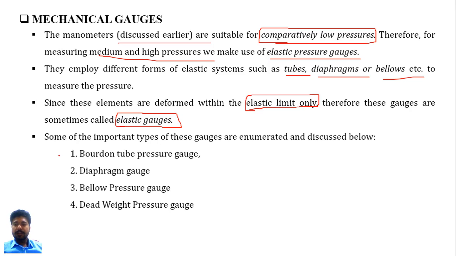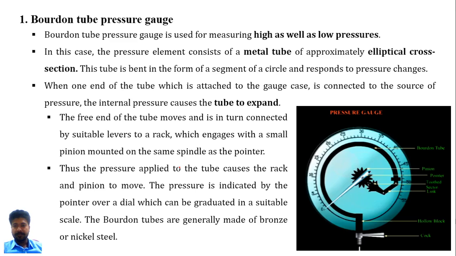So mainly there are four types of pressure gauges: the Bourdon tube pressure gauge, diaphragm pressure gauge, bellows pressure gauge and dead weight pressure gauge. Let's start from the very first, which is the Bourdon tube pressure gauge.